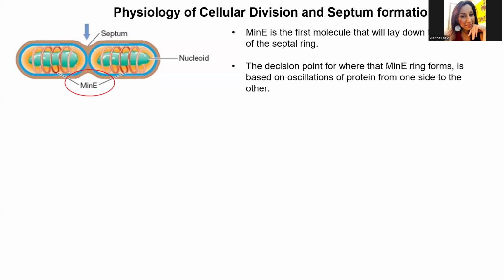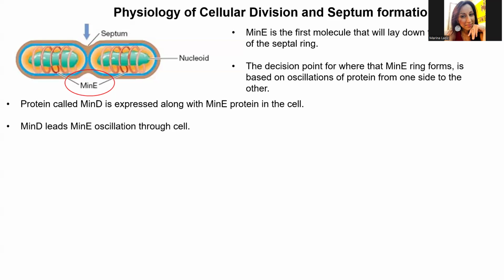Now, you might think MinE is the most important, and it is very important, but there is another one that kind of leads MinE, and that is the protein called MinD. Think of it as MinDE protein. MinD is the one that leads the MinE protein in the cell. Think about MinD as something that is expressed along with MinE. MinE is what forms that division septum. Where MinE is stationarized, that's where the septum will form. But MinD is required because it literally leads it like this.